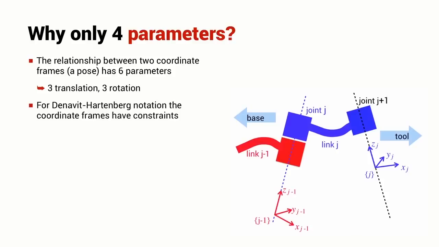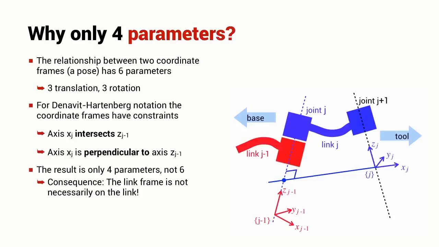Well, the reason this works is that the Denavit-Hartenberg notation requires some constraints on where we place the coordinate frames. The first constraint is that the x-axis of frame J intersects the z-axis of frame J-1. The second constraint is that the x-axis of frame J is perpendicular to the z-axis of frame J-1.